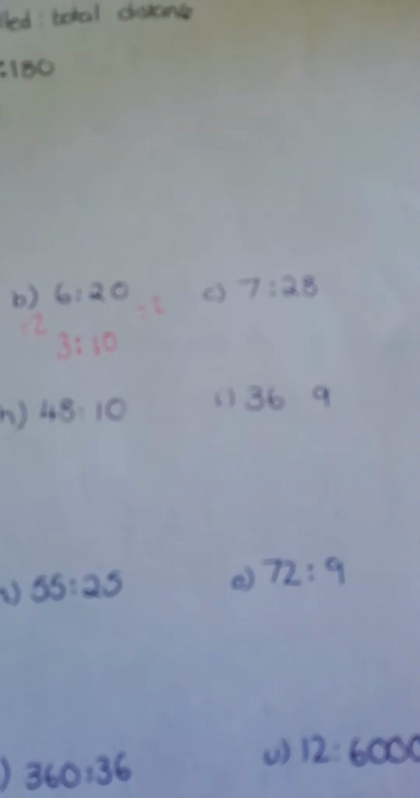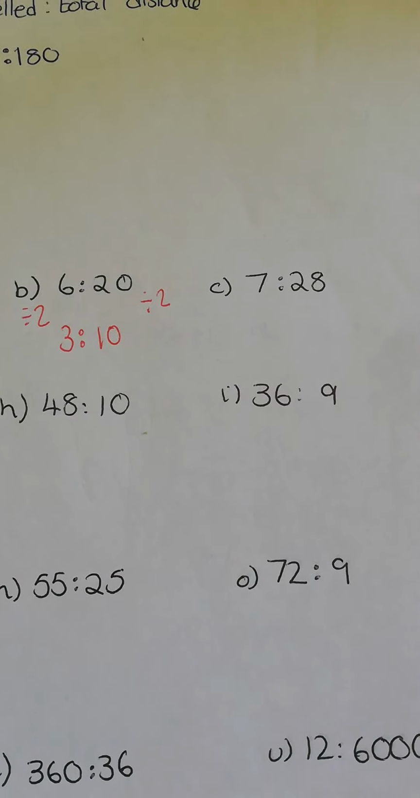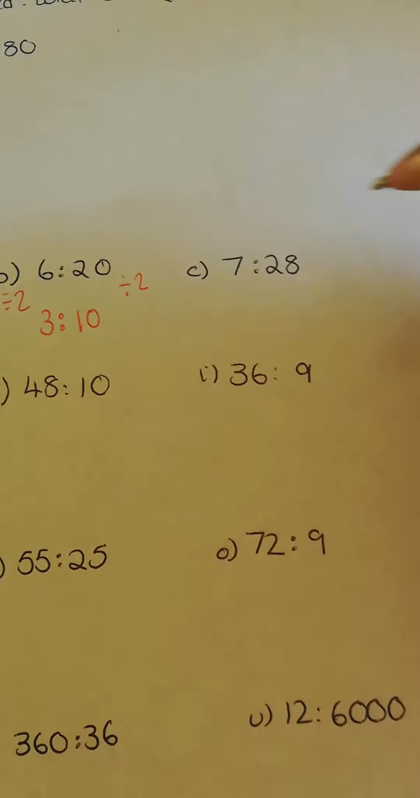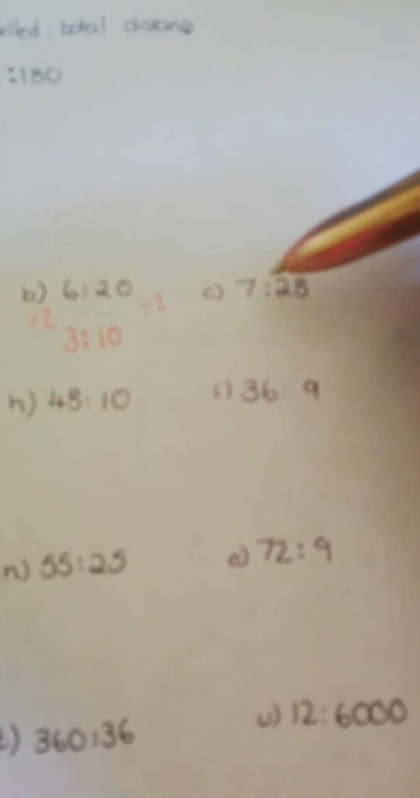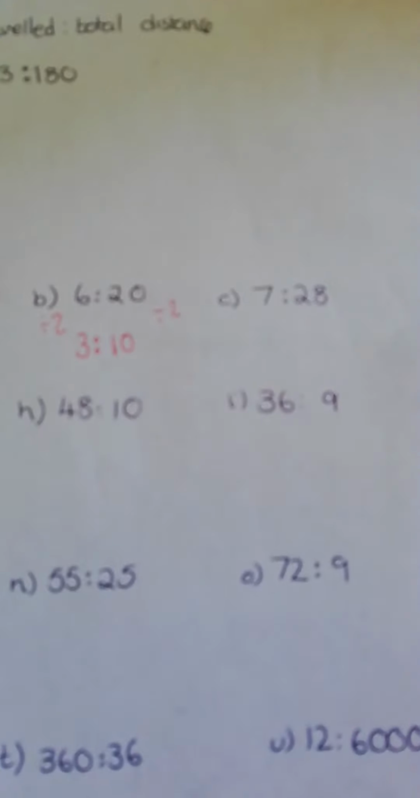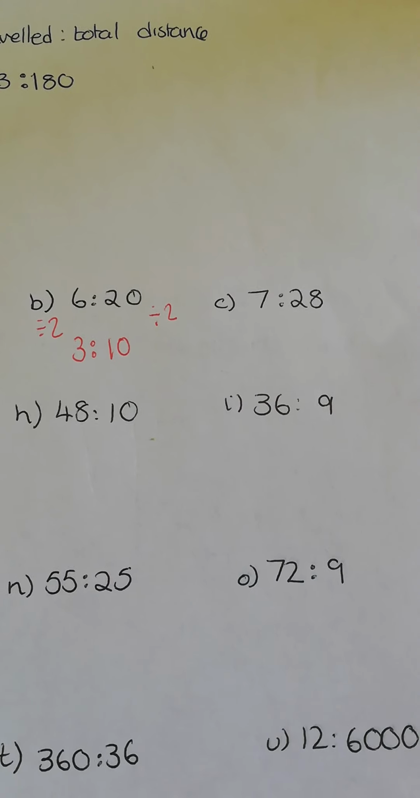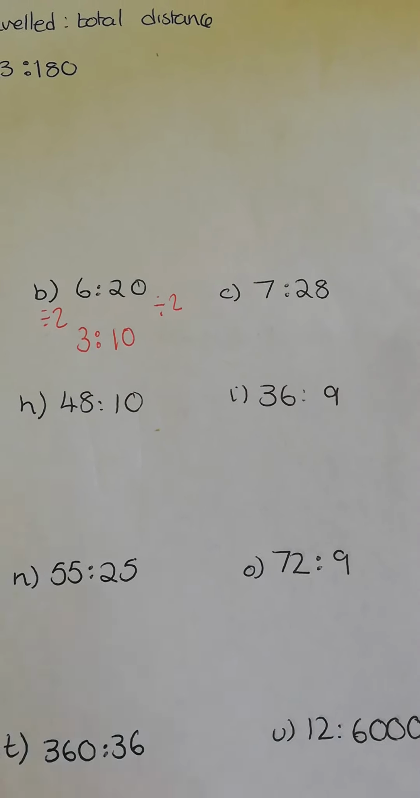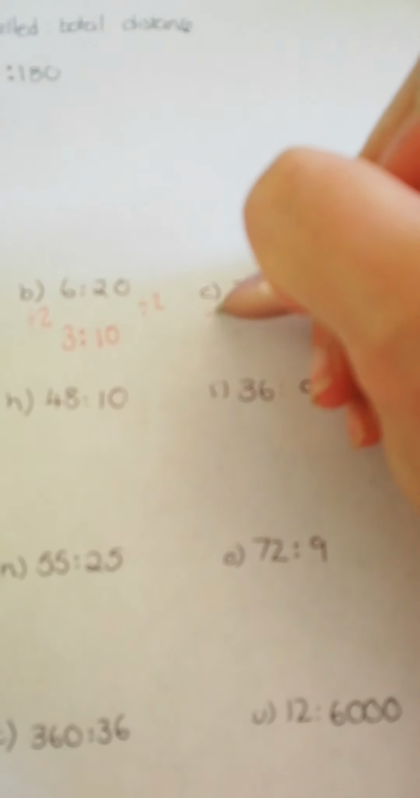The next one, 7 and 28. So the first one we've been thinking about is always the 2 times table. But 2 doesn't go into 7. 7's an odd number. So we need to think about a different times table. Now 7 and 28 are both actually in the 7 times table. So we're going to divide them both by 7.